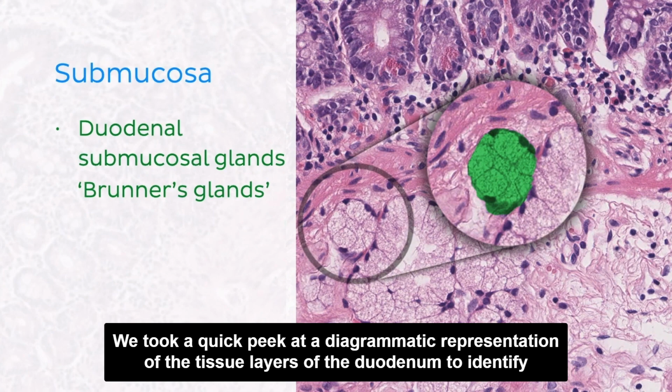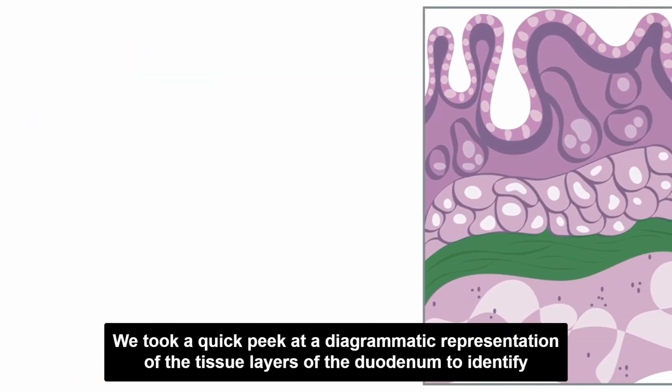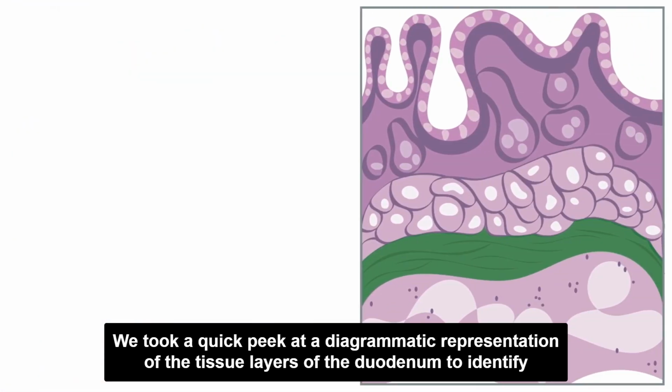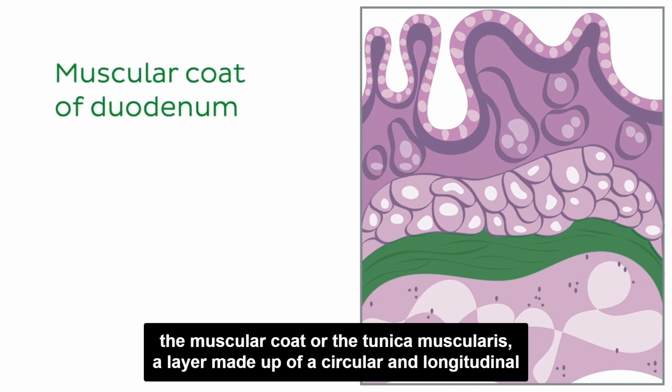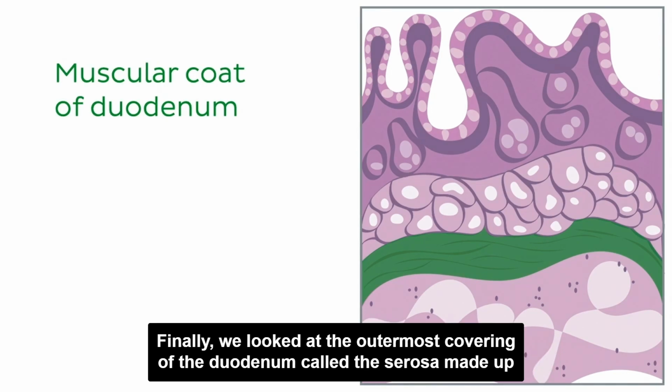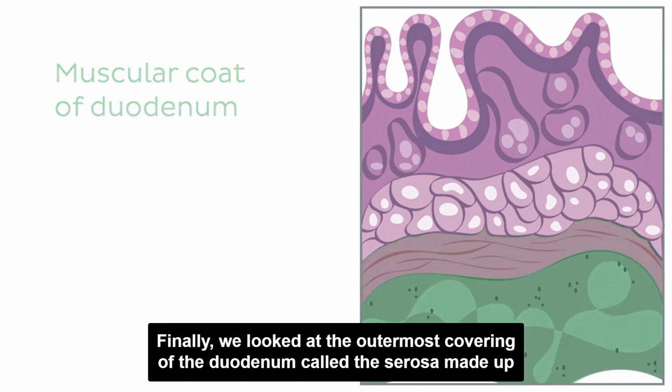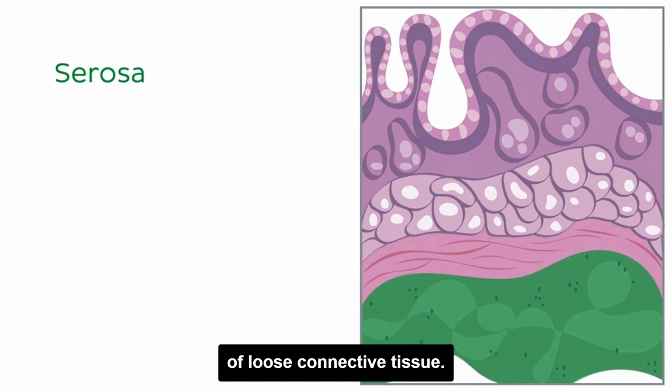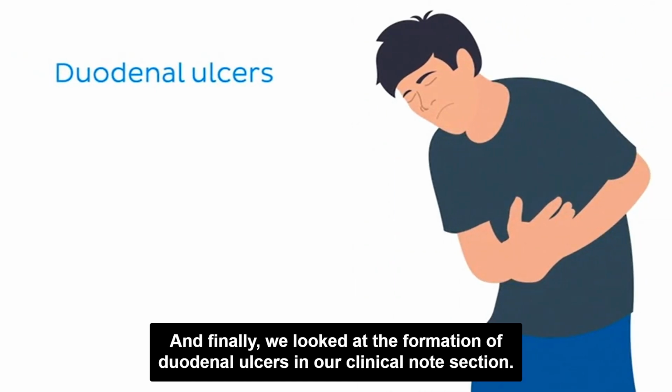We took a quick peek at a diagrammatic representation of the tissue layers of the duodenum to identify the muscular coat, or the tunica muscularis, a layer made up of a circular and longitudinal layer of smooth muscle found below the submucosa. Finally, we looked at the outermost covering of the duodenum called the serosa, made up of loose connective tissue. And finally, we looked at the formation of duodenal ulcers in our clinical notes section.